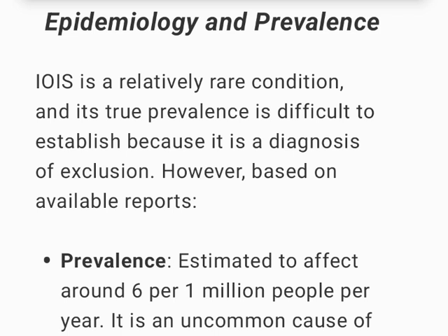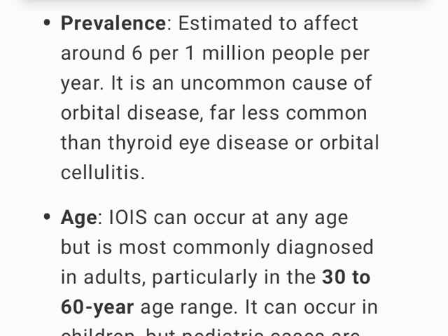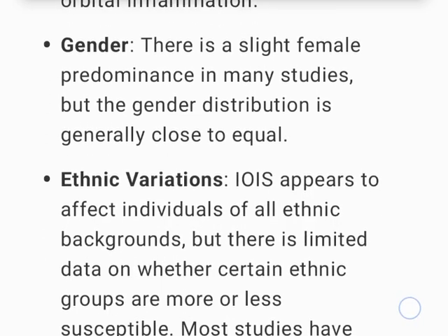Epidemiology and prevalence. IOIS is a relatively rare condition, and its true prevalence is difficult to establish because it is a diagnosis of exclusion. However, based on available reports, it is estimated to affect around 6 per 1 million people per year. It is an uncommon cause of orbital disease, far less common than thyroid eye disease or orbital cellulitis. Age. IOIS can occur at any age, but is most commonly diagnosed in adults, particularly in the 30 to 60-year age range. It can occur in children, but pediatric cases are rarer and often involve bilateral orbital inflammation.